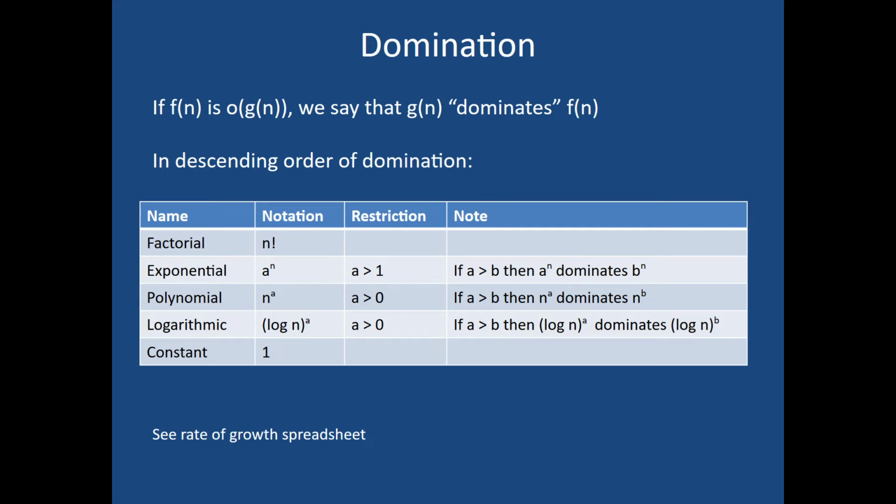And then within one of these classes, you see the note over there, exponential. So 3 to the n grows faster than 2 to the n. For polynomials, n to the 5th grows faster than n to the 4th. And same thing for logarithms. Log of n squared grows faster than log of n. So that domination information is good to remember.